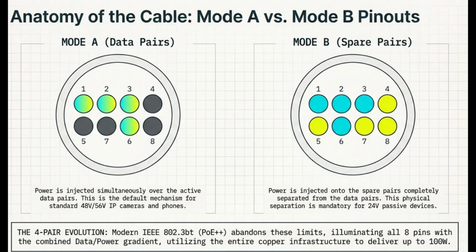Maybe, if it's designed without intent. Right. But think about the psychological shift happening in the reader's mind when those deep dives appear inline. When you're explaining that Mode A injects power simultaneously with data over pins 1, 2, 3, and 6, while Mode B uses the spare pins 4, 5, 7, and 8, you are stepping completely away from the how-to-use-this-technology narrative, and entering the how-this-technology-was-historically-engineered narrative.